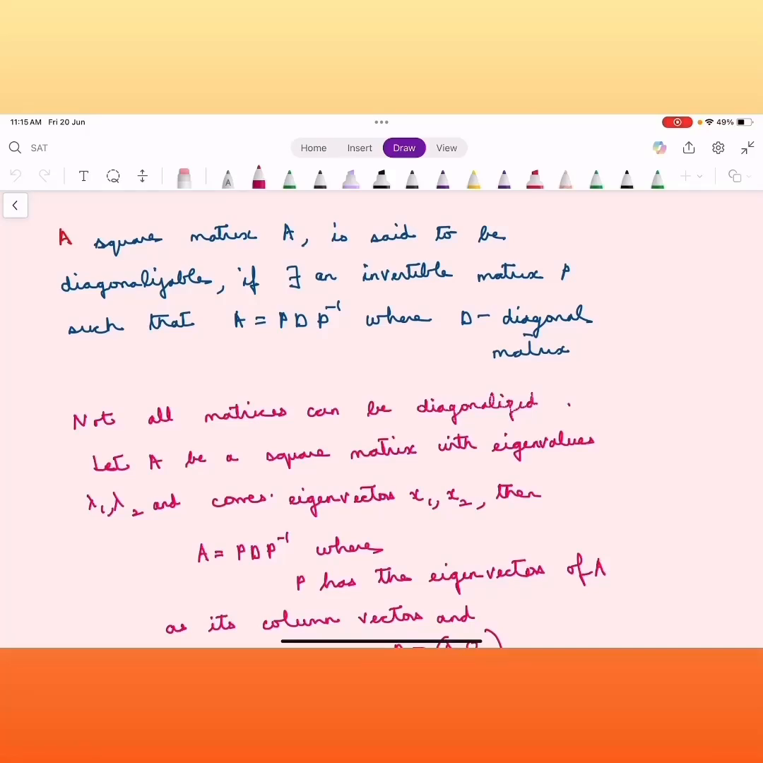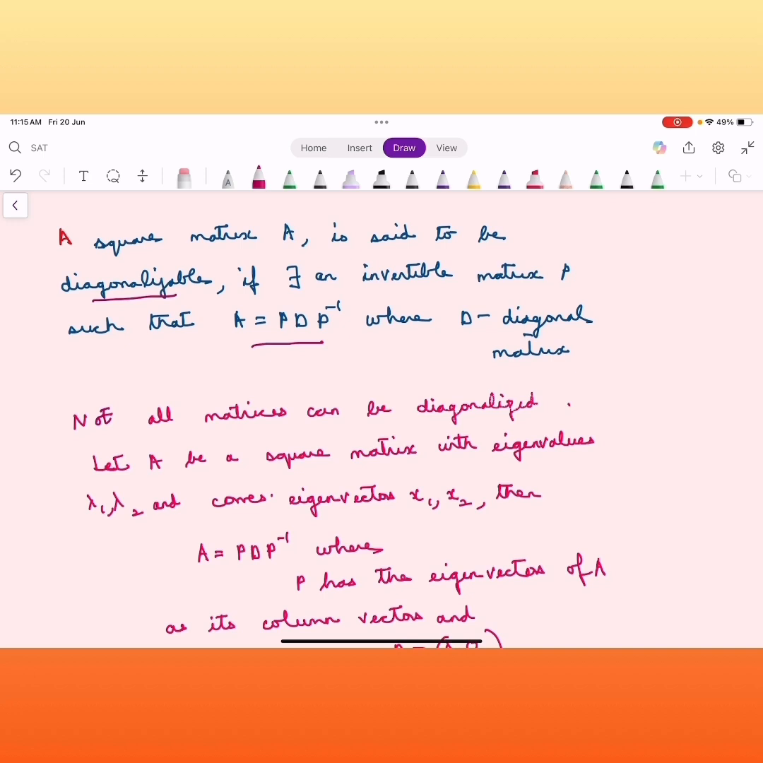About diagonalizing a matrix. A square matrix A is said to be diagonalizable if there exists an invertible matrix P such that A equals P D P inverse, where D is the diagonal matrix. Now note that not all matrices can be diagonalized. Let A be a square matrix with eigenvalues lambda 1, lambda 2 and corresponding eigenvectors x1, x2.